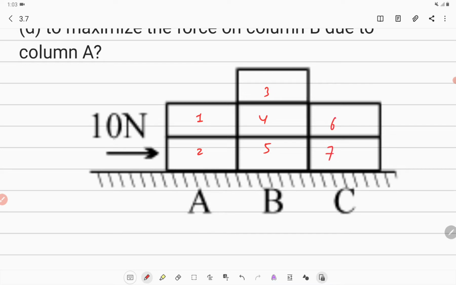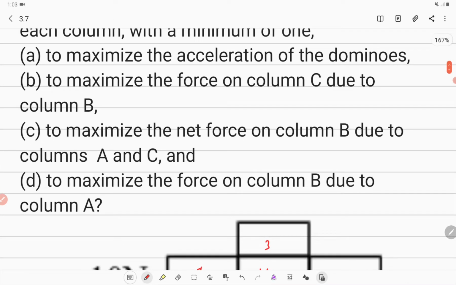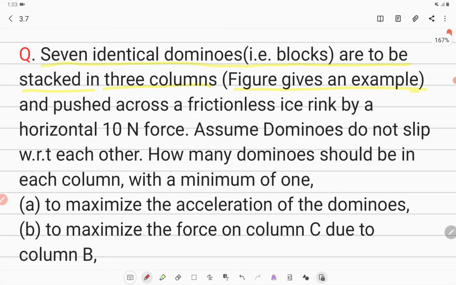7 blocks. These are arranged in 3 columns A, B and C. This is an example of how to arrange these blocks. Now, in the question it is also given that they are pushed across a frictionless ice rink by a horizontal 10 Newton force. So they are being pushed by a force of 10 Newton.